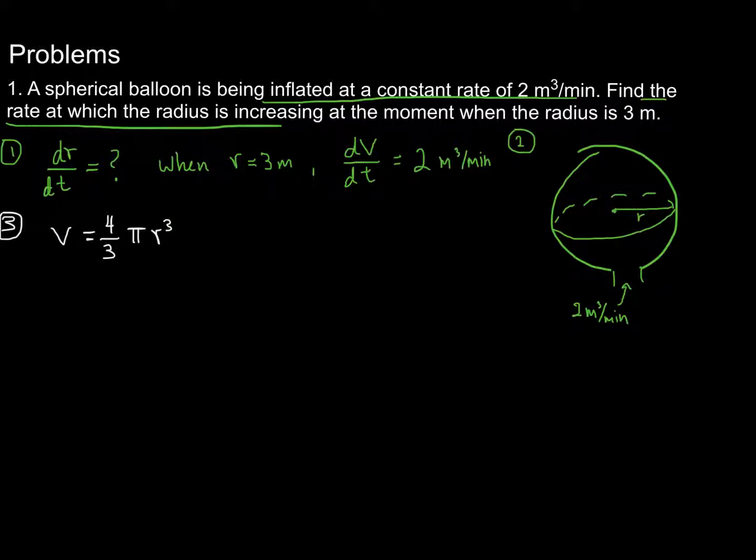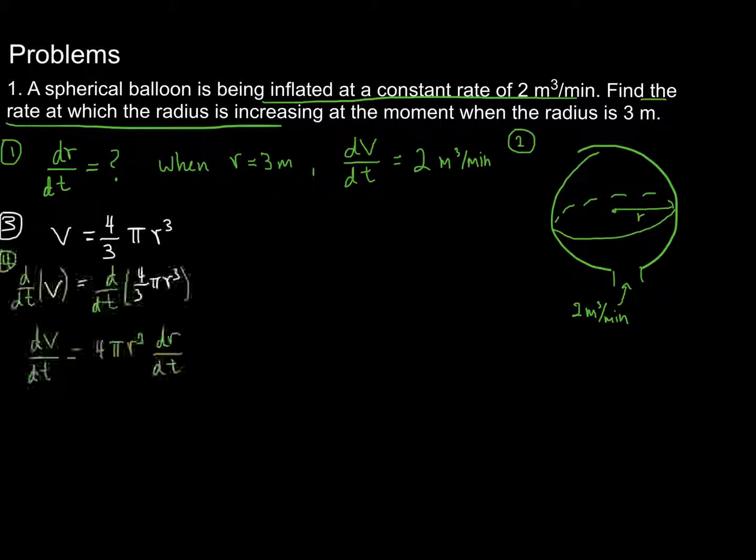So now that I have this relationship between V and r, I need to differentiate with respect to t so that I have a relationship between dr/dt and dV/dt. So just as we did in the discovery problem, I'm going to take the derivative with respect to t of both sides of my equation. Notice that each of the variables, of course, is a function of time because r depends on time and V depends on r. They're all implicitly functions of time.